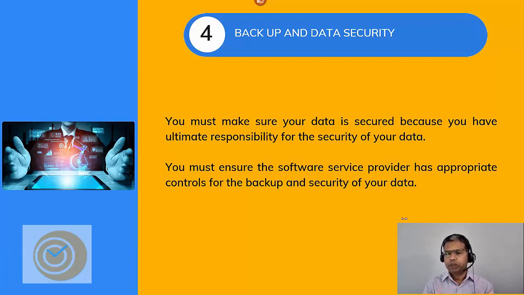Number four item is backup and security. If you're going to use cloud-based QMS software, then the software vendor should have systems and processes in place to manage the data, security of the data, and backup of the data. In case something happens, you should have the system to recover, what we call disaster recovery systems and processes. In case something happens, you should be able to retrieve the data.